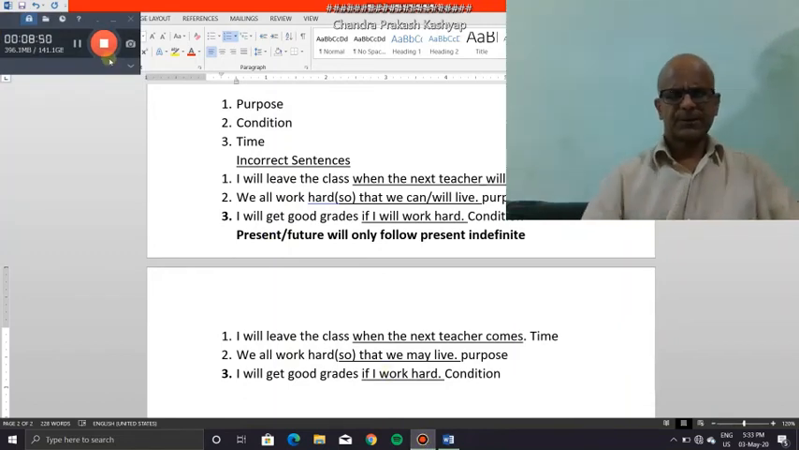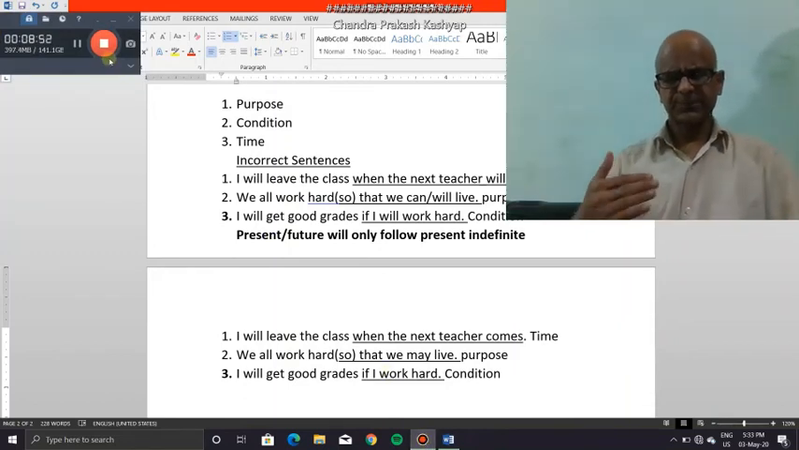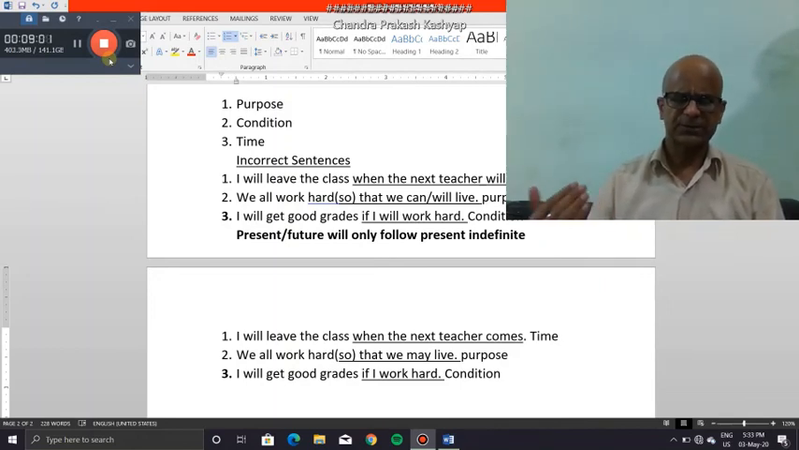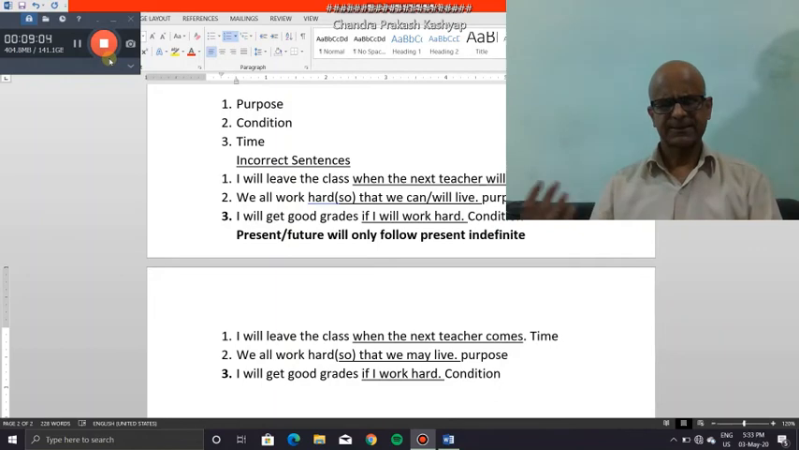So our rule that present and future can follow any tense does not hold true in these three situations. One, when the subordinate clause states time. Second, when the subordinate clause states purpose. And the third, when the subordinate clause states condition.